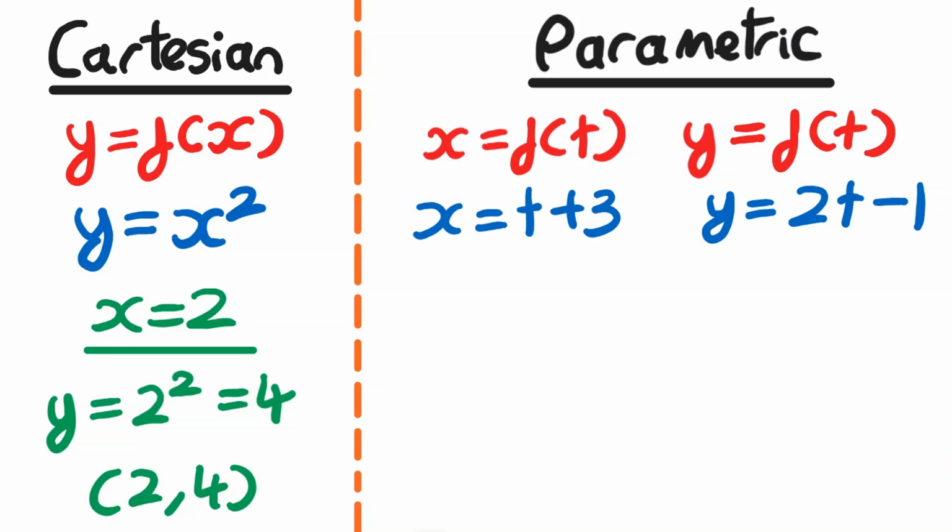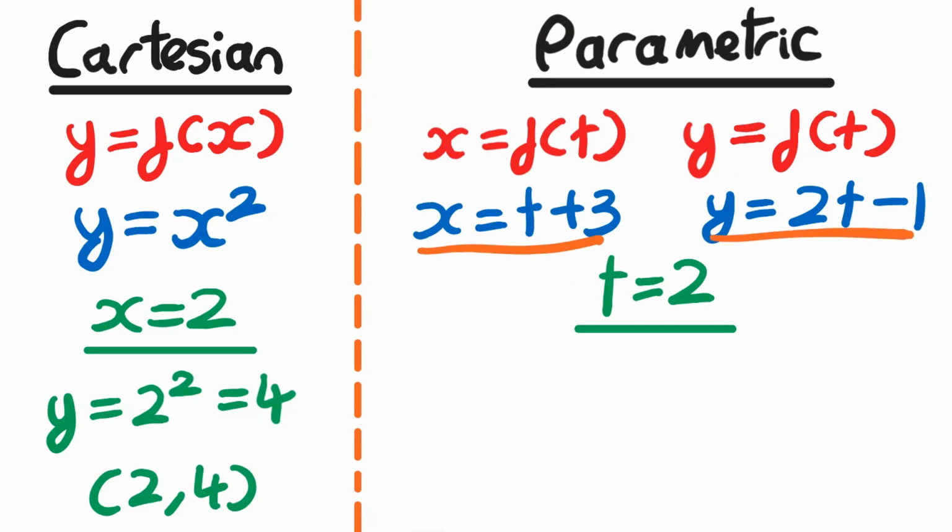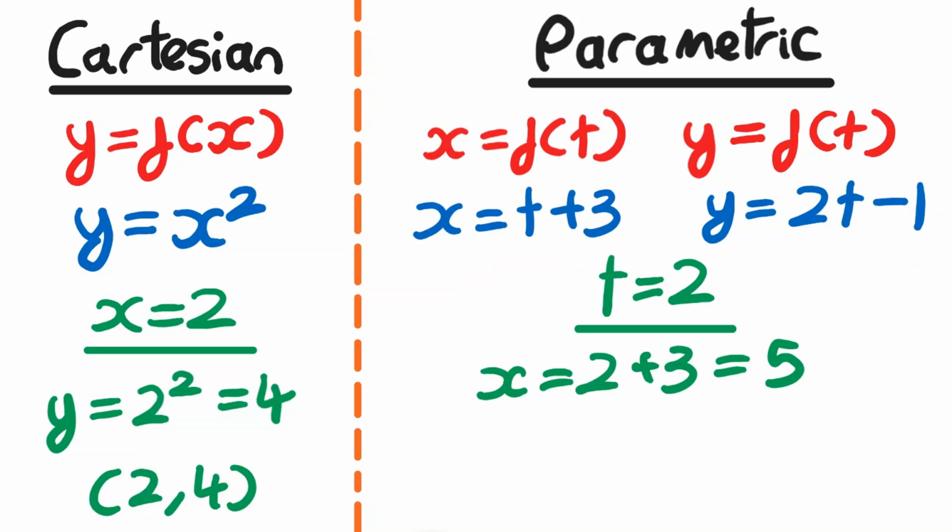With parametrics, we don't input x, we instead input t. So for example, t is equal to 2. And what we do is we sub this t value into these two parametric equations in order to get out the values of x and y. So if we start with x here, x is going to be equal to t plus 3, so it's going to be equal to 2 plus 3. 2 plus 3 is 5, so x is equal to 5.